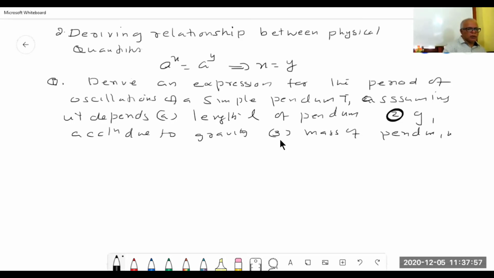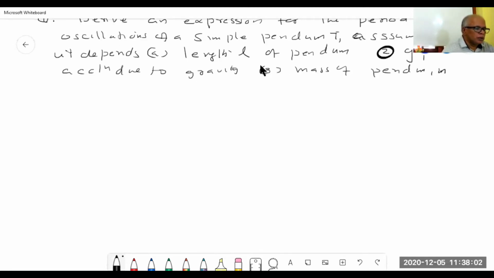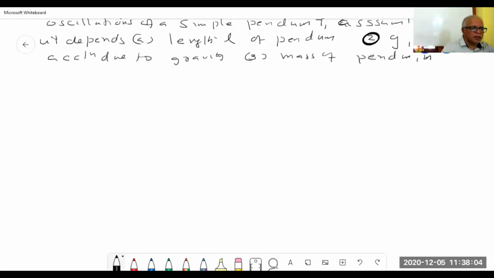What is a pendulum? All of you know it perhaps. Just this is a wire, a weight, just like this is a pendulum, it oscillates, it can go to and fro. So how do we write it? T depends on what? The mass of the pendulum or the length of the pendulum, L raised to A. A we do not know.